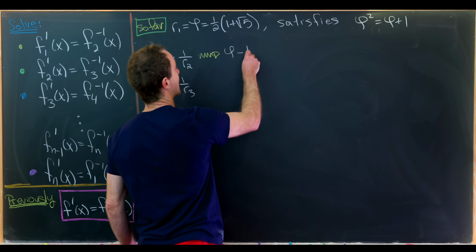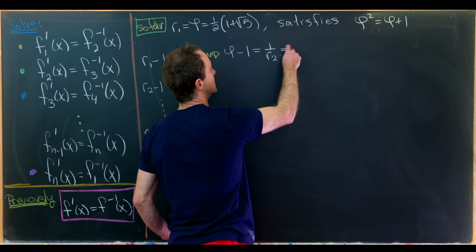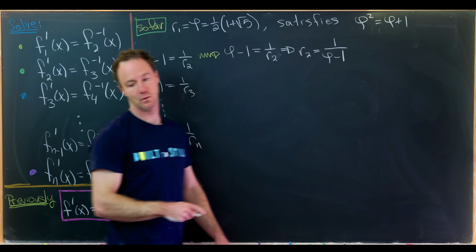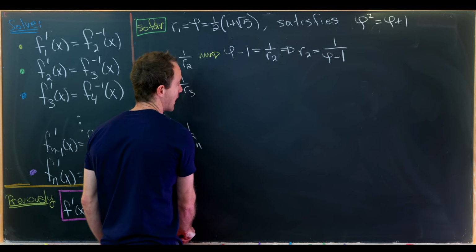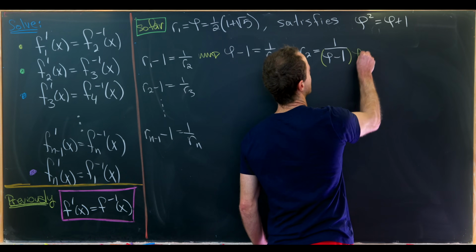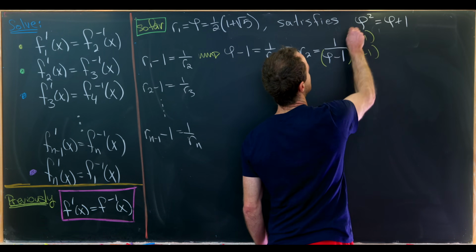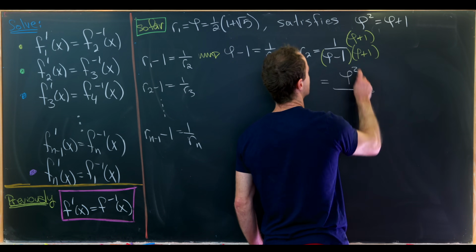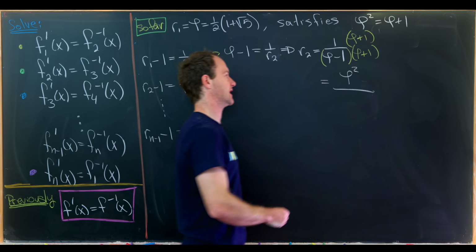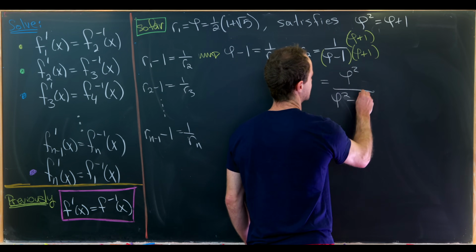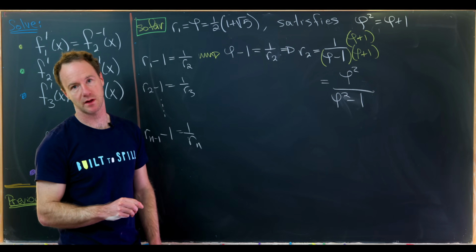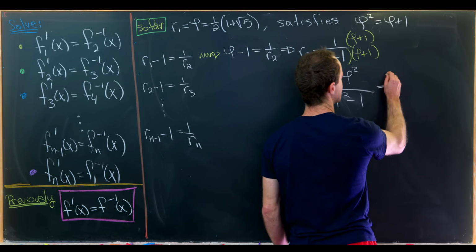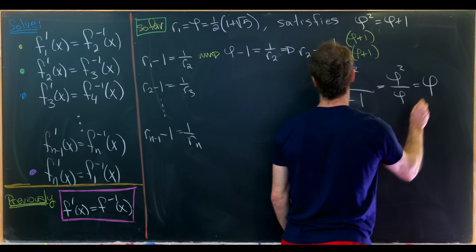So we have phi minus 1 is equal to 1 over R2. So taking the reciprocal of both sides, we get R2 is 1 over phi minus 1. But now we can actually simplify this down to something quite a bit nicer. Let's multiply the numerator and the denominator by phi plus 1. So in the numerator, we'll have phi plus 1, which is phi squared, by this relationship that the golden ratio satisfies. And then in the denominator, by the difference of squares formula, we'll have phi squared minus 1. But now taking this equation, phi squared equals phi plus 1, that tells us phi squared minus 1 is simply phi. So this gives us phi squared over phi, which is phi.